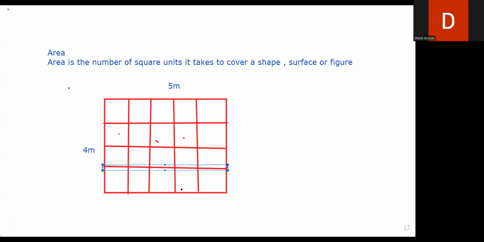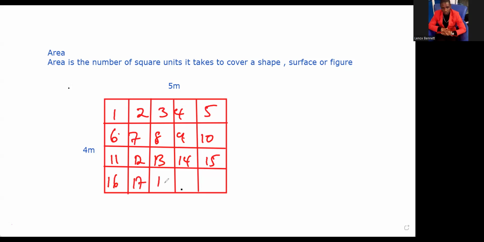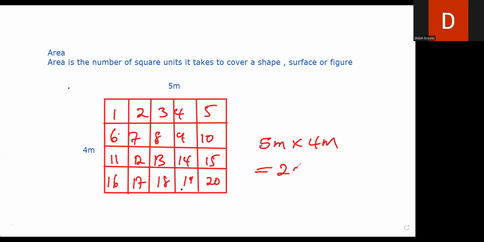And then we just count our squares, or we can just multiply 4 meters by 5 to get 20 meters square. Excellent. Alright, well done. So guys, we have one more to do for the day.